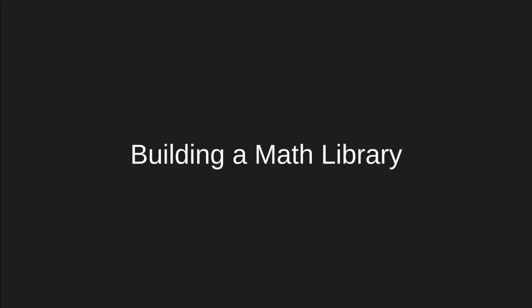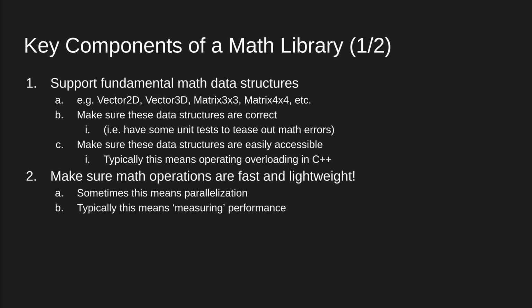Okay, so let's talk about building a math library. Again, the key components that we're going to need. I briefly showed you what you're going to build, but here are the pieces. We probably need a vector 2D, 3D, and a matrix library, 3x3 or 4x4 matrices. These are for our transformations, how we're going to move around our game objects. We need to make sure that our data structures are correct, so for the things that we build, we'll have some unit tests. So that's what we are going to do.